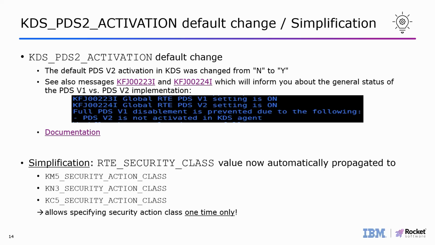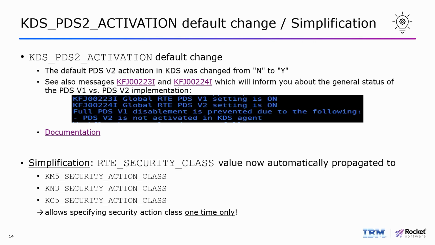It turned out that the PDS version 2 migration was very smooth, and we have seen almost no big issues in the field. So we decided to change the default to yes with the respective PTF. In addition to that, additional KCI print status messages have been added that show you how far your RTE is in terms of PDS version 1 versus version 2 enablement.